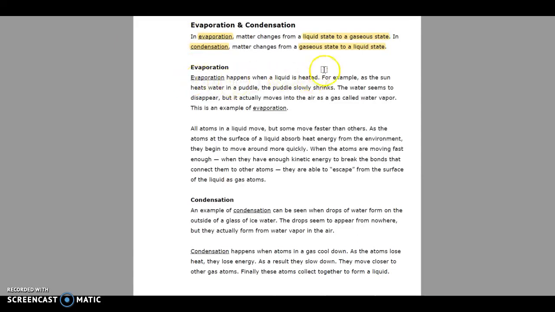Evaporation happens when a puddle is heated. For example, as the sun heats water in a puddle, the puddle slowly shrinks.